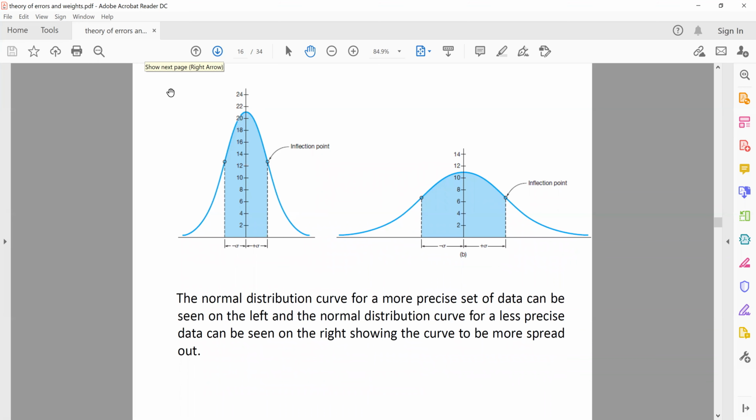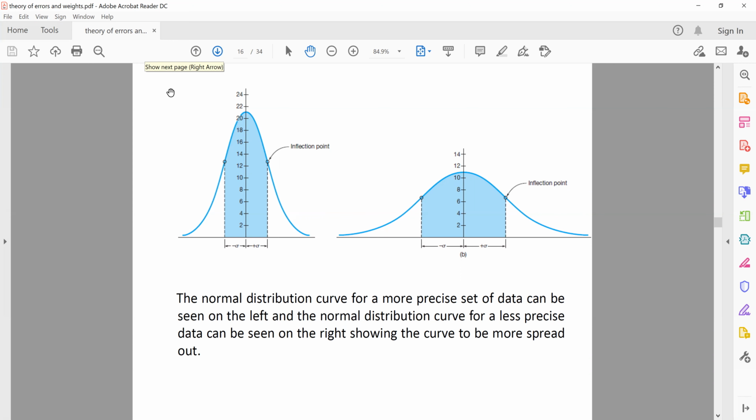One is, let's say in the left set of observations, we took the observations with a more precise or better equipment. Another explanation could be that all the observations were taken by the same person. And in the curve on the right, all the observations were taken by a different set of people or by an instrument which was less precise or which was older, in which the errors could be more or something like that.